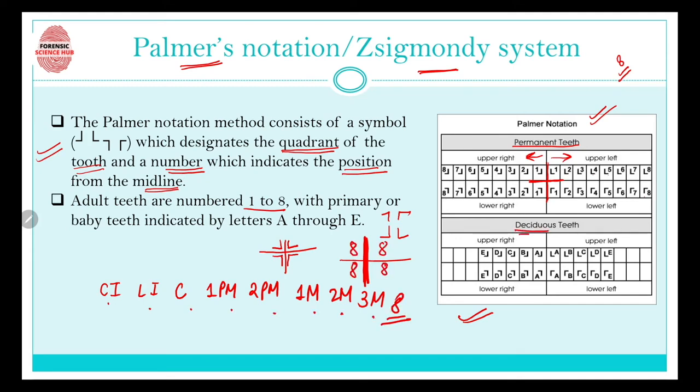Whereas in case of deciduous teeth or the primary teeth, we only have 5 teeth. And what are those 5 teeth? We have central incisors, lateral incisors, we have canines, but there are no premolars, right? And then we have the first molar and the second molar. So there are only 5 teeth in case of deciduous teeth. So we have only 5 here, and here we have a total of 8 teeth. So I hope you understood the Palmer system also.